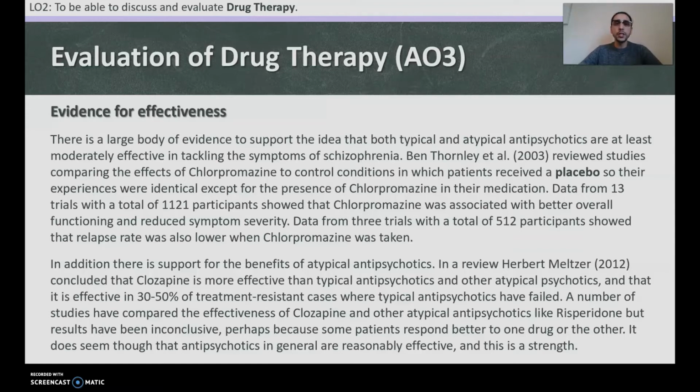So what this means is they're quite effective. There's lots of evidence for the effectiveness of these antipsychotics, the evidence for the effectiveness of chlorpromazine, clozapine, and risperidone, and how they are really effective. Therefore, it's a great therapy. Drug therapy is really effective.